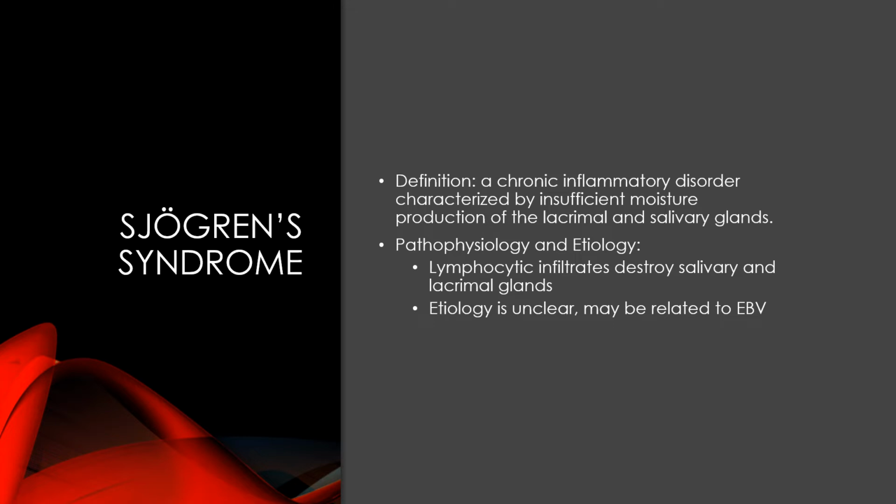Sjogren's syndrome is a chronic inflammatory disorder characterized by insufficient moisture production of the lacrimal and the salivary glands. And we know the lacrimal gland is super important in producing moisturizing tears for the eye. Its pathophysiology is characterized by lymphocytic infiltrates and the destruction of the salivary and lacrimal glands and systemic production of autoantibodies to the ribonucleoprotein particles.